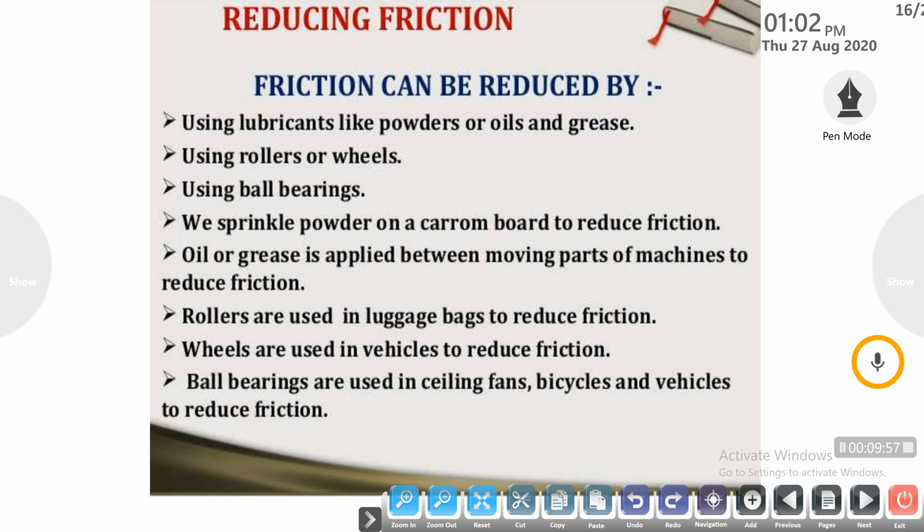Wheels are used in vehicles to reduce friction. Ball bearings are used in ceiling fans, bicycles and vehicles to reduce the friction. So these are some examples from our daily lives by which we can reduce the friction by applying lubricants or by decreasing the interlocking between the two surfaces.